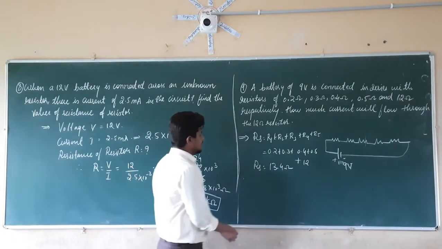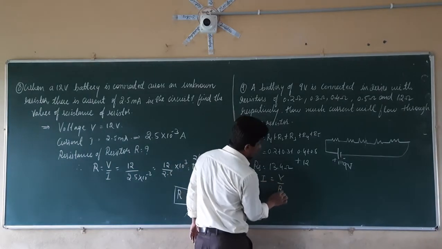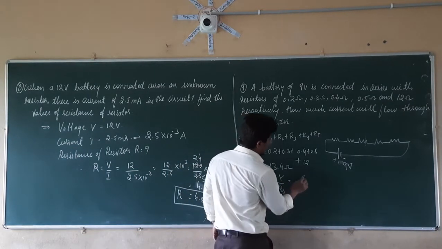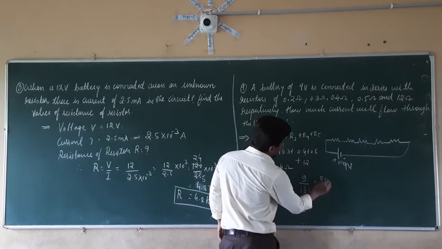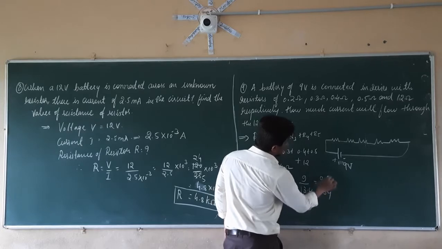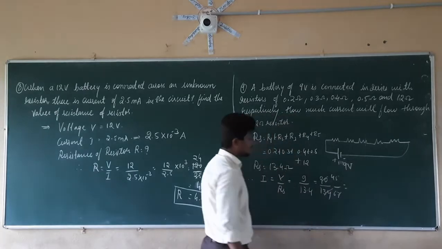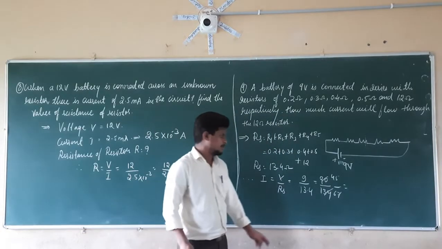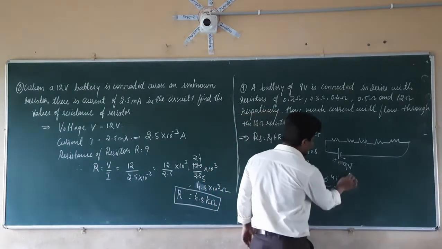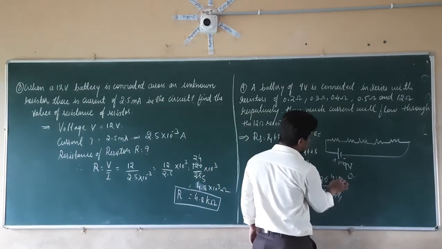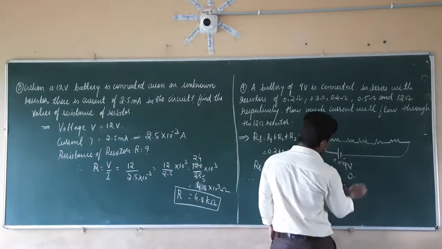Right. So what we have to calculate here? We have to calculate I. Therefore, I is equal to, by Ohm's law, V divided by R, which is equal to 9 divided by 13.4. It can be written as 90 divided by 134. So it is 45 over 67, since 2 times 45 is 90 and 2 times 67 is 134. So then it is equal to 0.67.